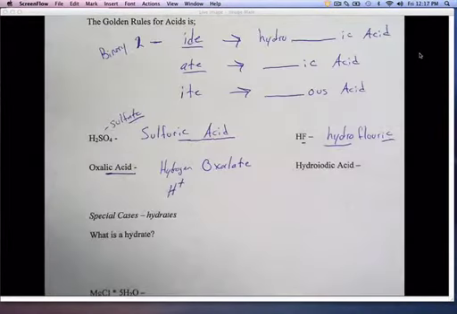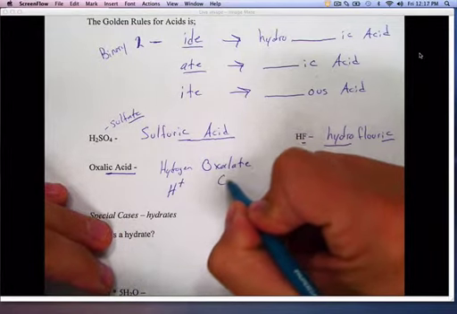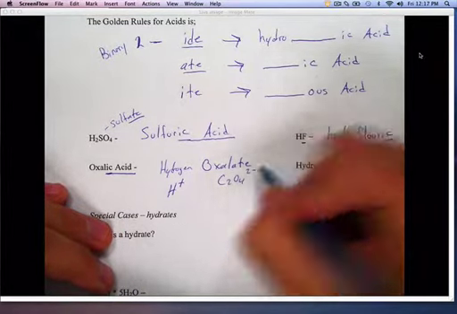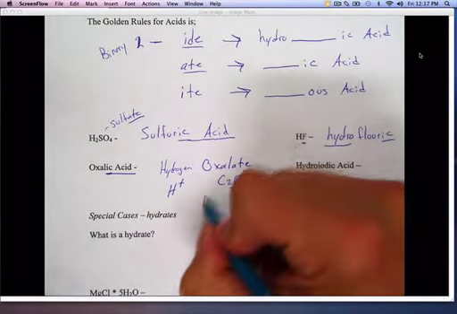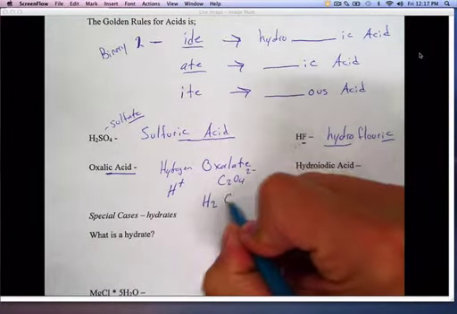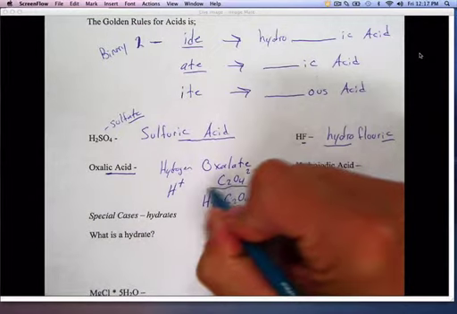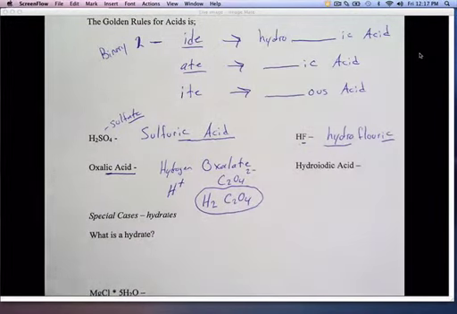C2O4 with a 2 negative charge. So it's going to be C2O4 with a 2 negative charge. Now, I do my drop and swap. The 2 goes with the H now, and the C2O4. Here is my formula for oxalic acid.